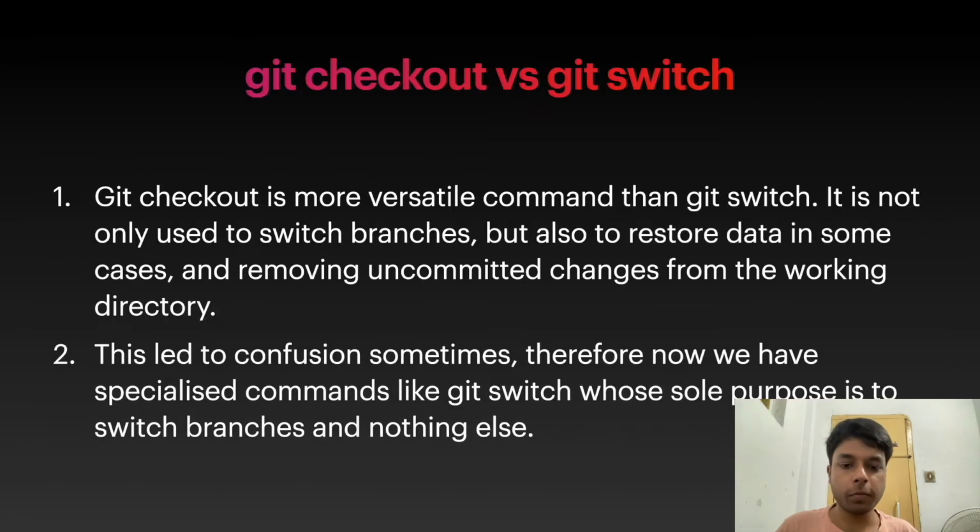So that's it. And you want to know the difference between Git Checkout and Git Switch, because Git Checkout is also used for switching branches. So what's the exact difference? Git Checkout is a very versatile command. It is used for many purposes, and one of those purposes is switching branches. So it led to a lot of confusion among the developers. So that's why Git Switch was introduced, whose sole purpose was to switch branches.